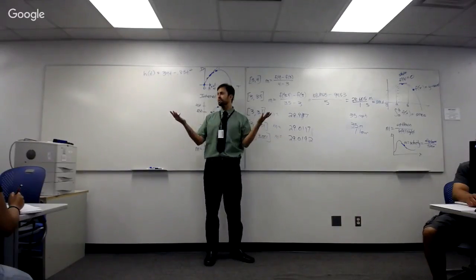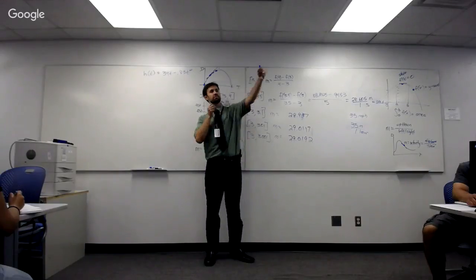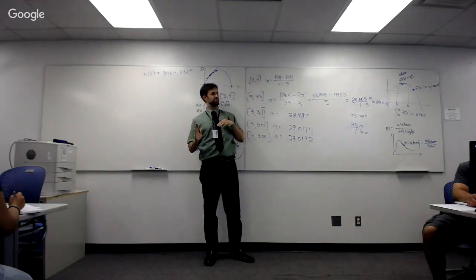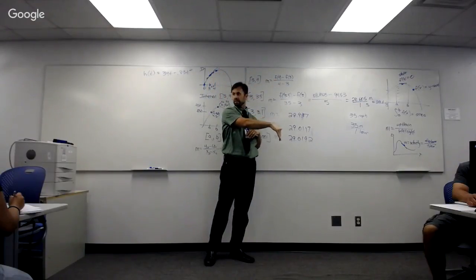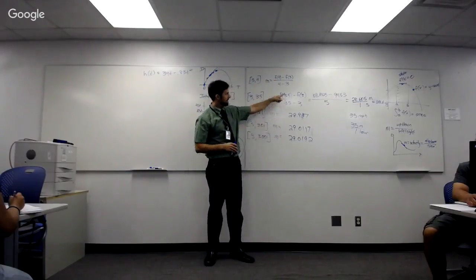Because after all, it's an arrow on a planet. When they originally shot the arrow, it was 34 meters per second. So once you fire an arrow, is that arrow going to speed up over time or slow down over time? It's going to slow down over time. So this looks pretty reasonable.